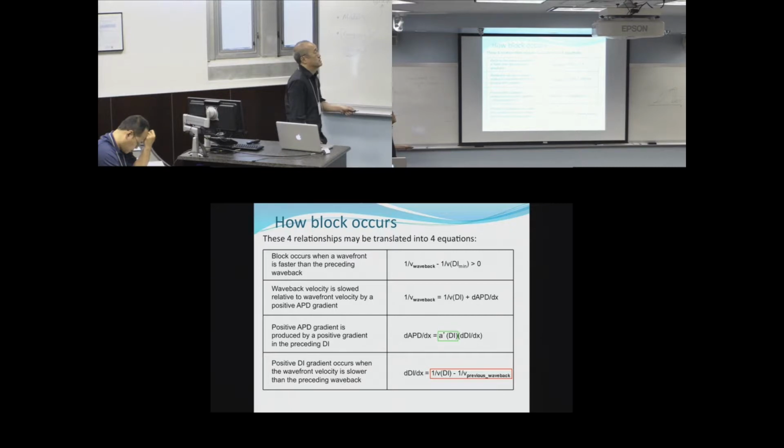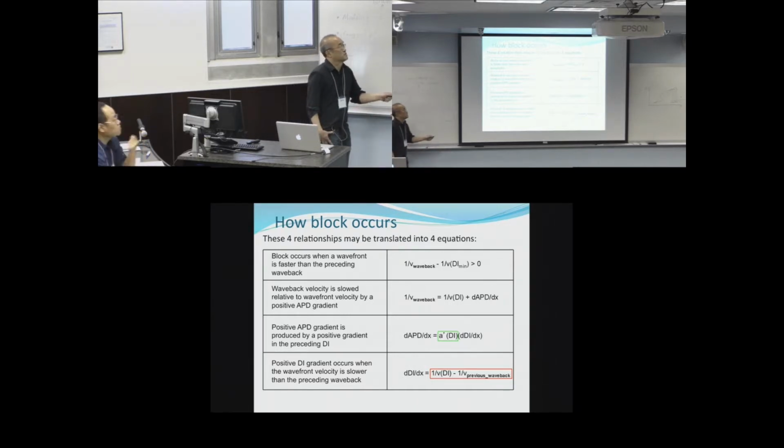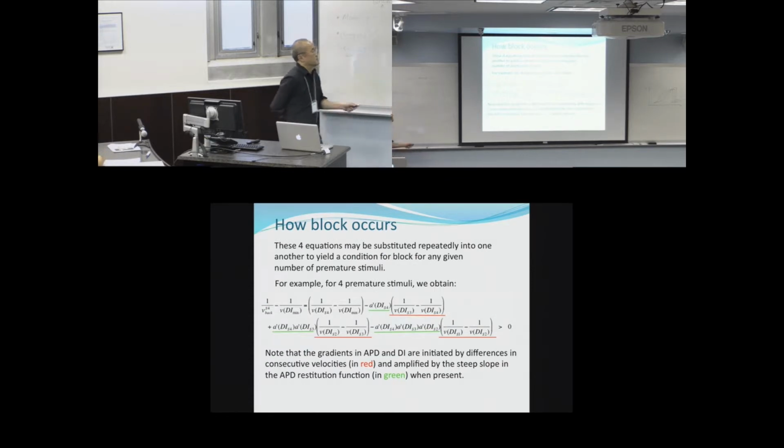And then in order to produce this gradient in diastolic intervals, again you need a relationship that's similar to this one, namely that you have to have the wave front and the wave back differing in velocity. So if you just iteratively put these four equations together, then you get a criterion for what can produce this block. I won't go through the details, but you can see that in order to have this quantity positive, first of all, you need to have differences between the velocities. At least one of these pairs of velocities away, the velocity of one wave front compared to the velocity of the next wave front.